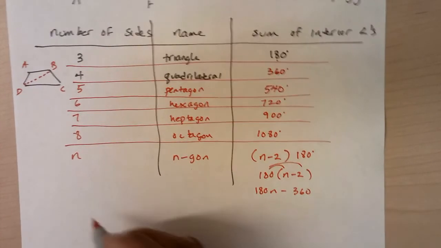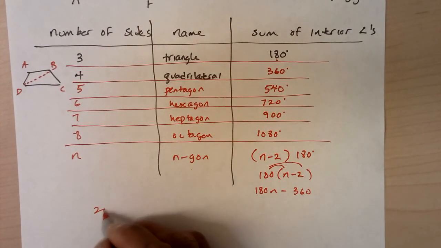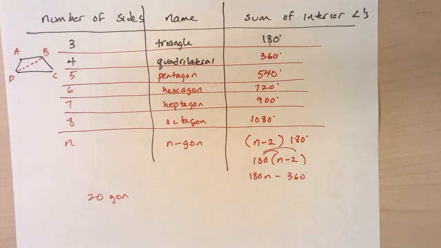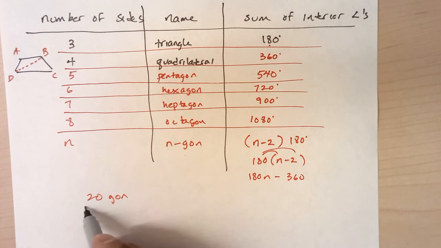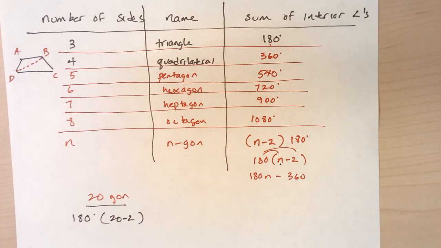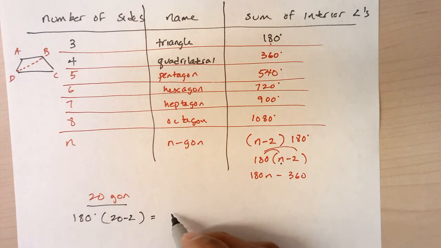Let's just say I wanted to figure out the sum of the interior angles of a 20-gon. So a polygon with 20 sides. Yeah, I'm not even going to try to draw that, but you could use this equation or formula to find the sum of the interior angles of a 20-gon. 20 is the number of sides, so you could take 20 minus 2, that's 18. Multiply that by 180 degrees. So 18 times 180, the sum of the interior angles of a 20-gon would be 3,240 degrees.